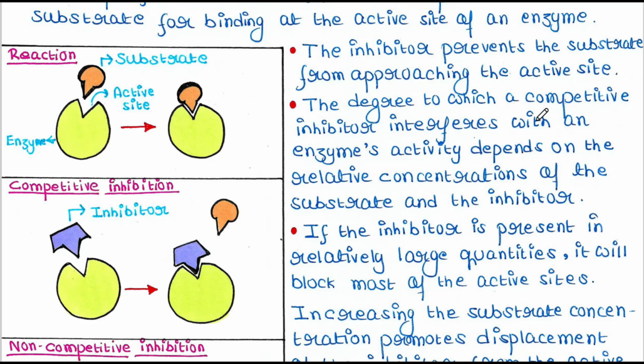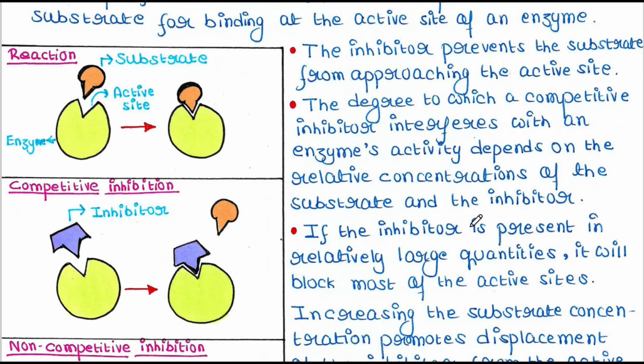The degree to which a competitive inhibitor interferes with an enzyme's activity depends on the relative concentrations of the substrate and the inhibitor. Basically, if the concentration of substrate is more, there is less chance of an inhibitor to sit on the active site, and vice versa. If the concentration of a substrate is less, there is more chance of an inhibitor to sit on the active site.